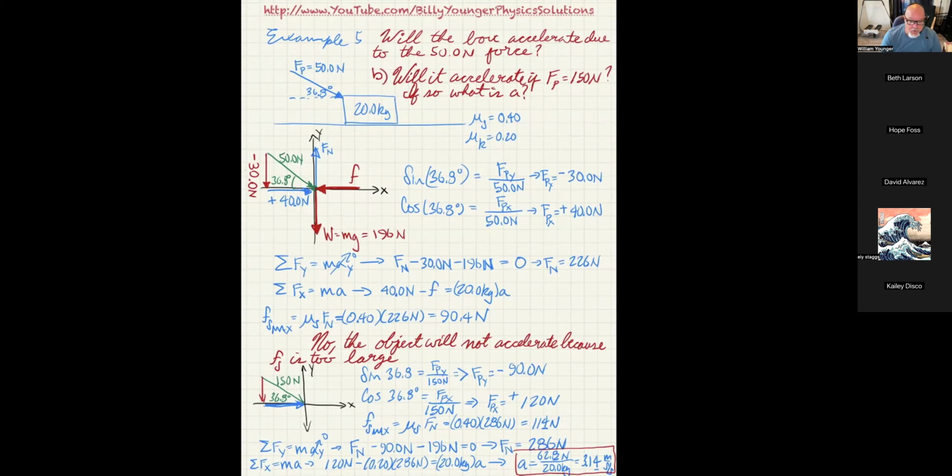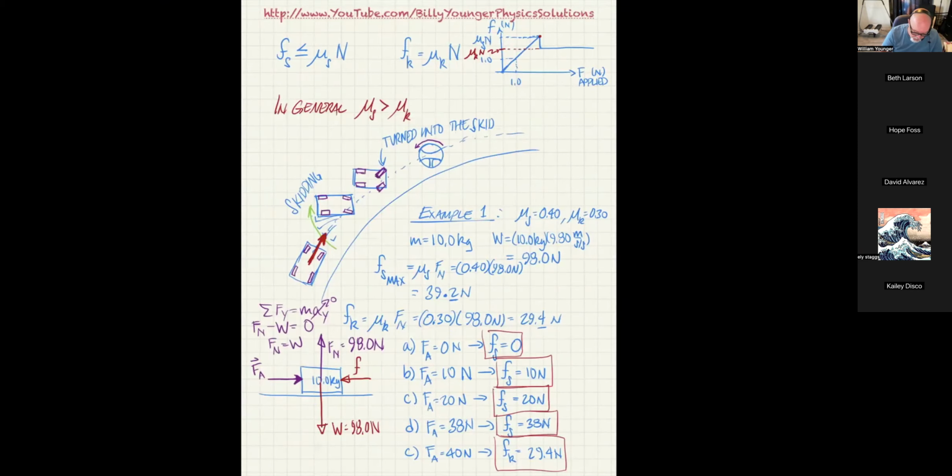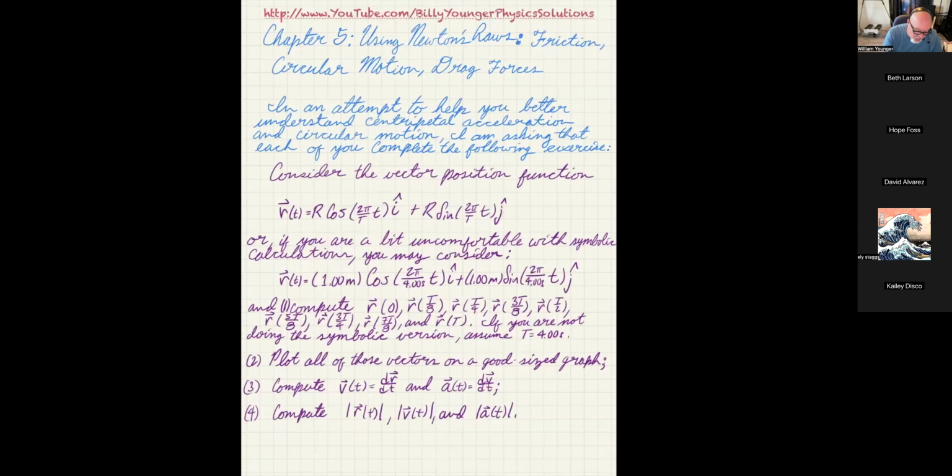Now, the other part of this chapter, in addition to the friction, is of course there's a couple things. There's banked curves. There's rotational motion, or not rotational, but circular motion. So I'm going to go back to that first page and show you what that was. Okay. So that first page said, in an attempt to help you better understand centripetal acceleration and circular motion, I am asking that each of you complete the following exercise.